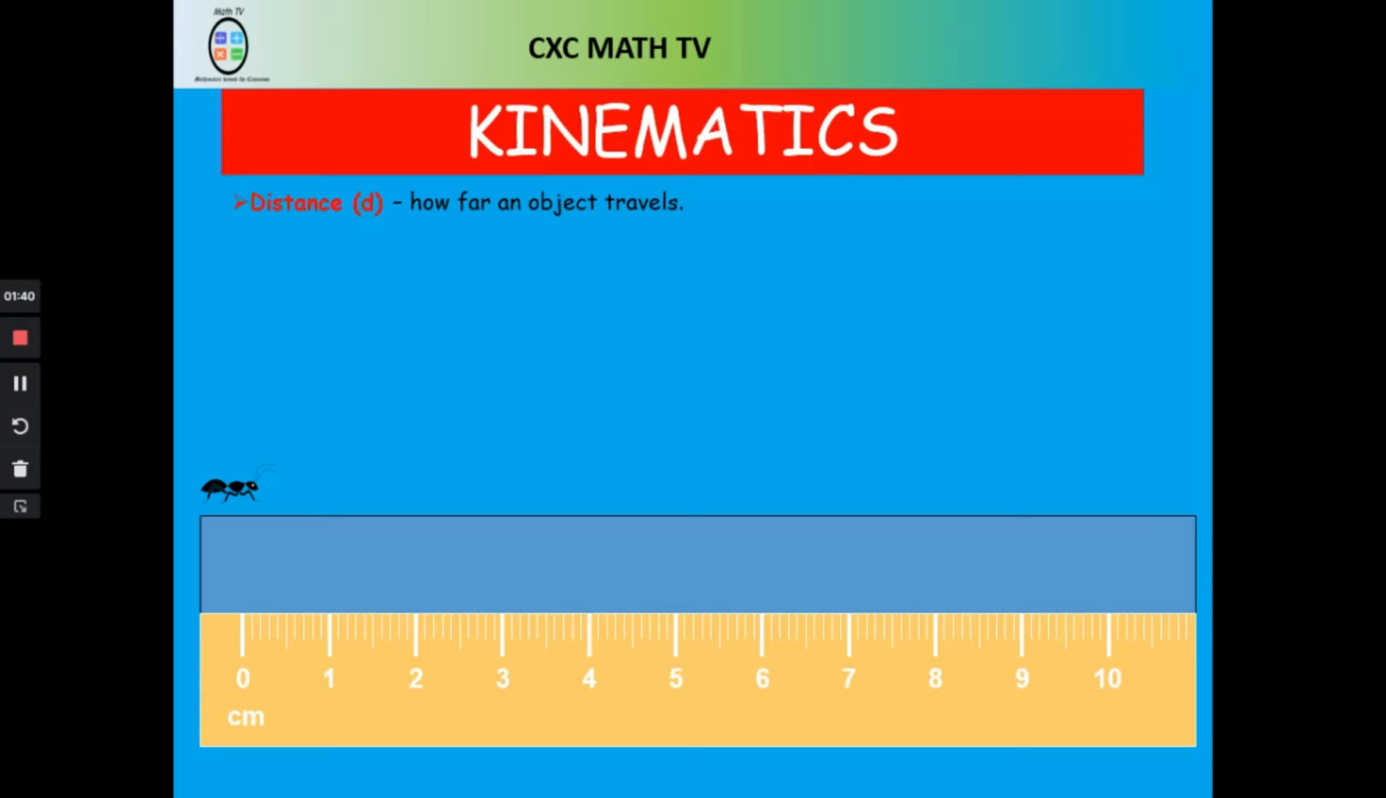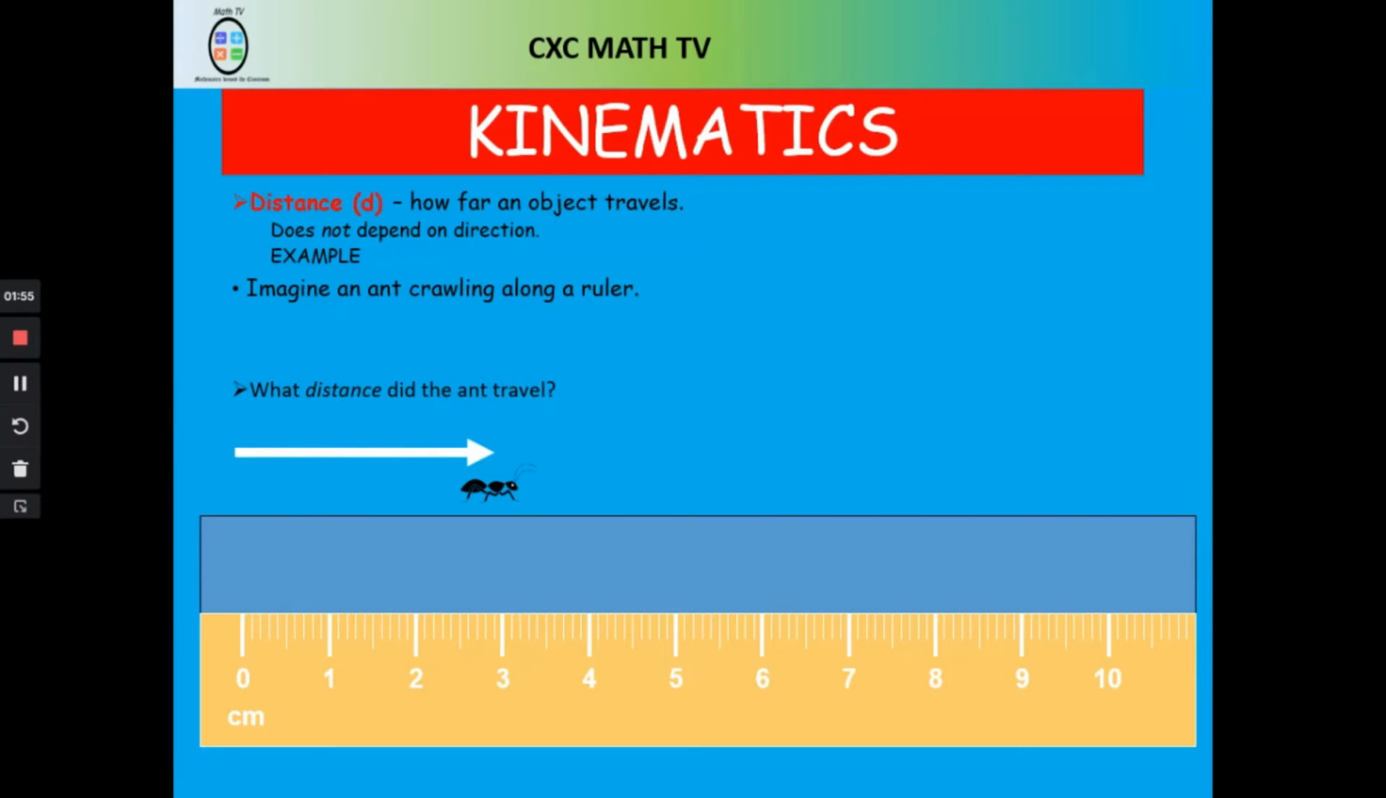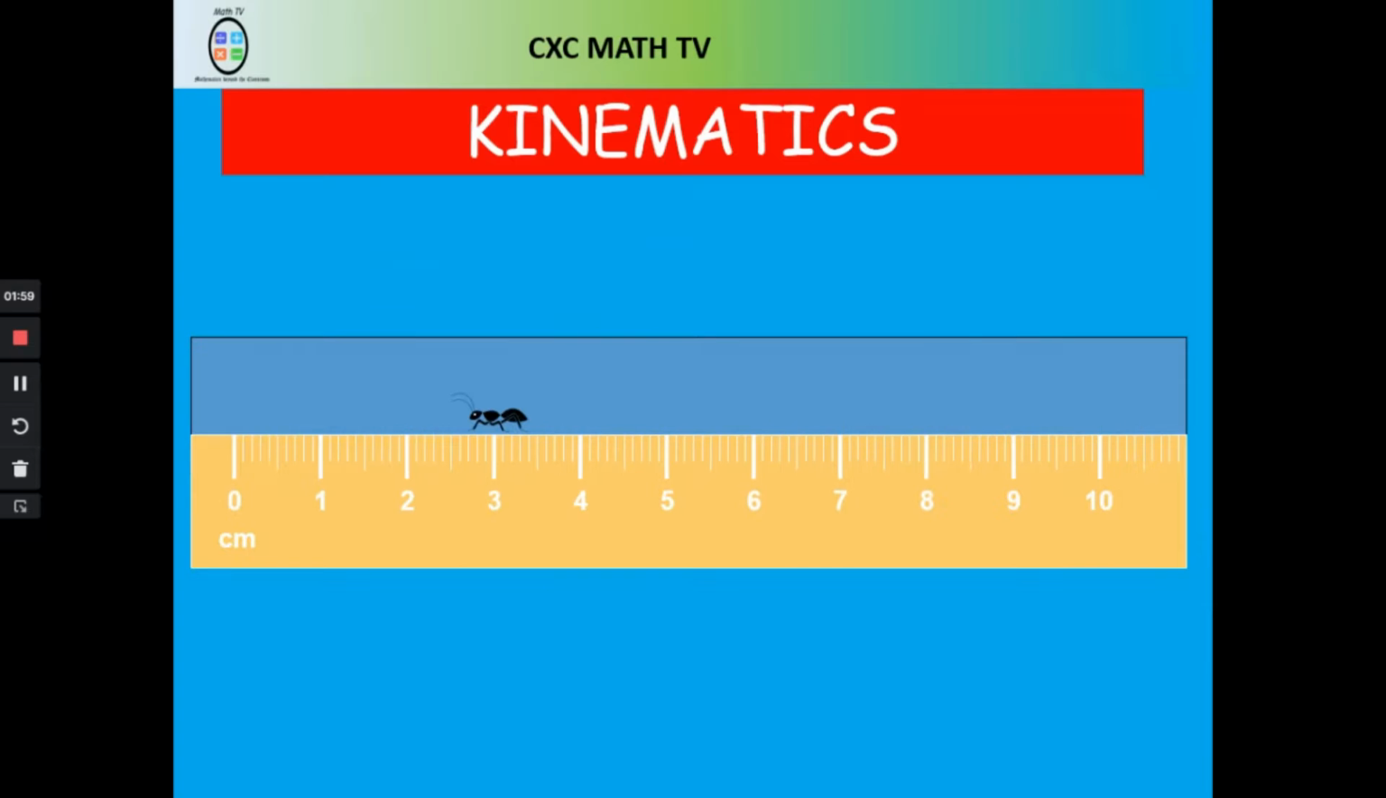Now, distance is how far an object travels, right? That is distance, and it doesn't depend on direction. So for example, this ant right here is crawling along the ruler. It crawls 3 centimeters forward. So we'd say that the distance the ant crawled was 3 centimeters.